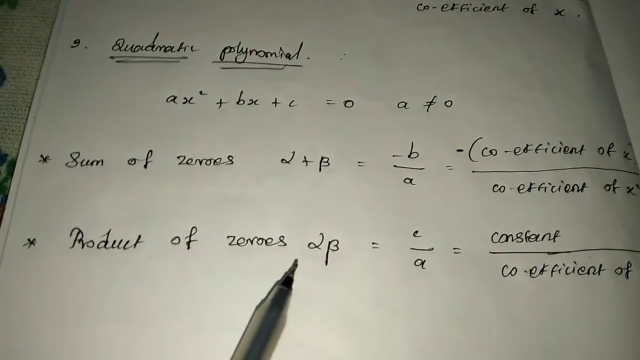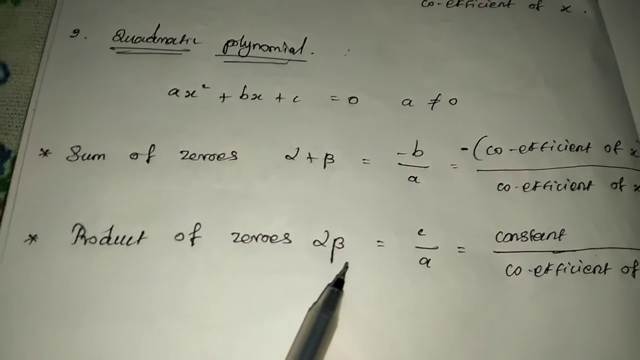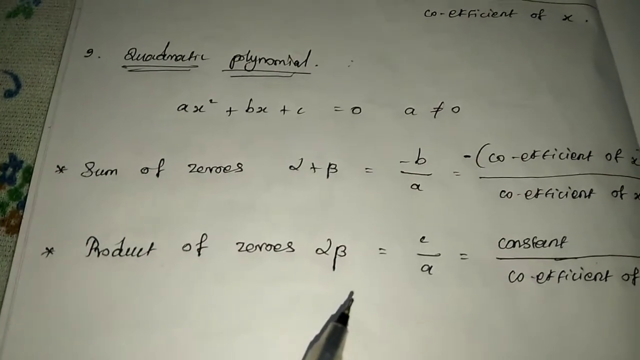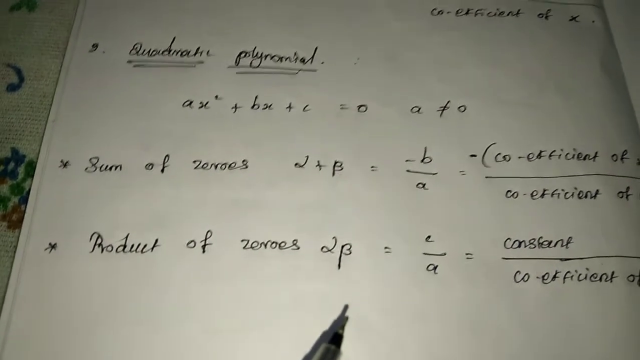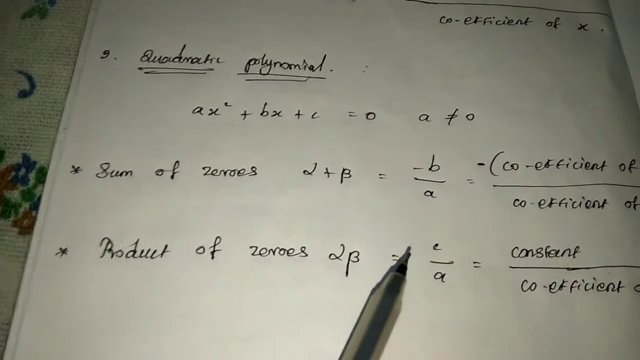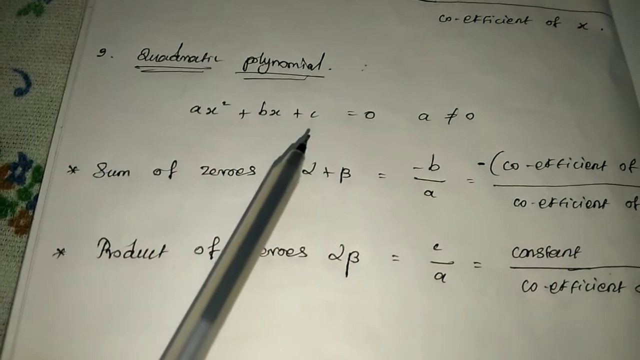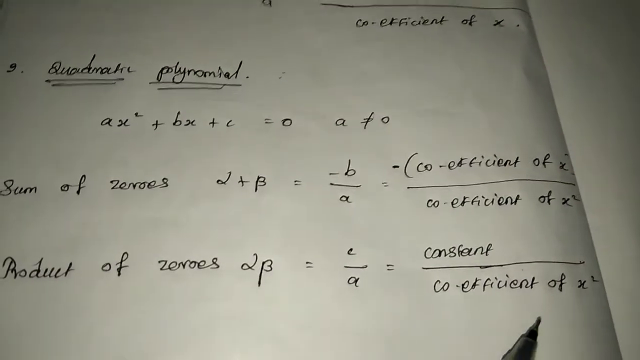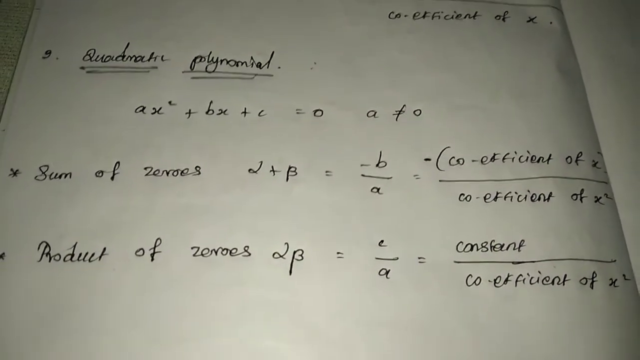Next one, the product of the zeros, that is alpha into beta. So alpha into beta is equal to c by a. Here c is the constant term and a is the coefficient of x square.